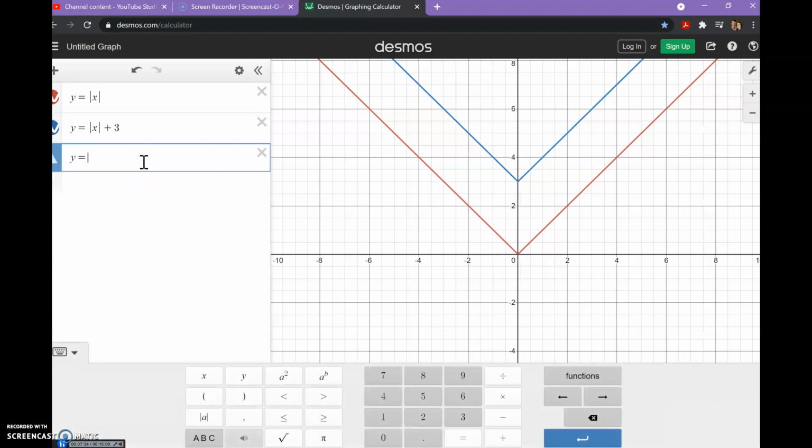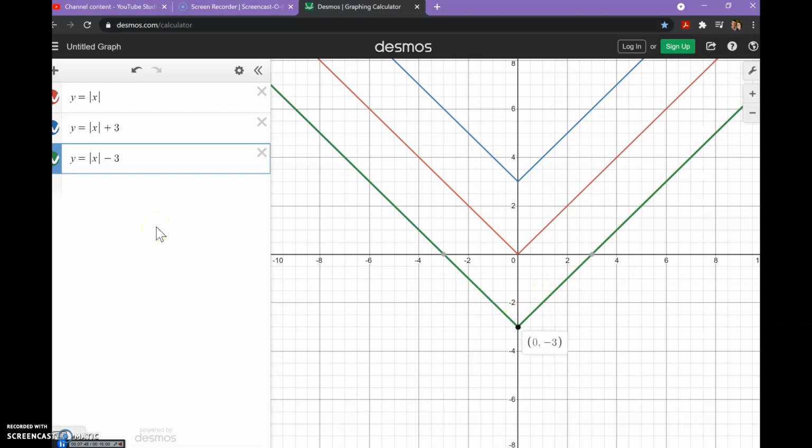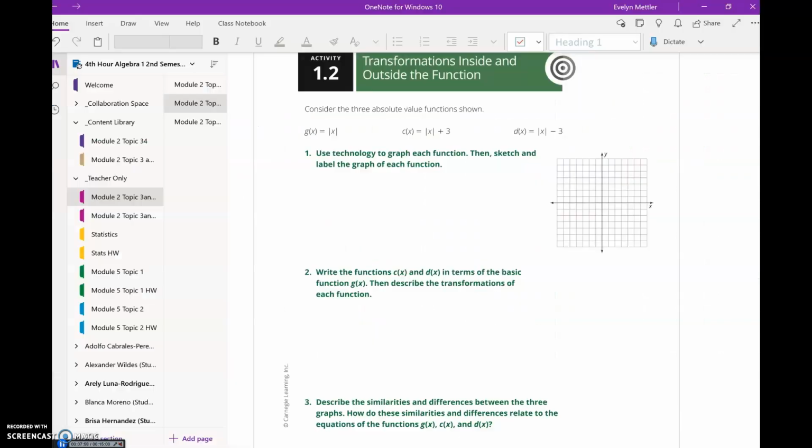What's going to happen if I do -3? Again, there's still a slope of 1 over 1, but the minimum has now moved down 3. So this is the basic. Adding 3 on the end moves it up 3, and subtracting 3 on the end moves it down 3.